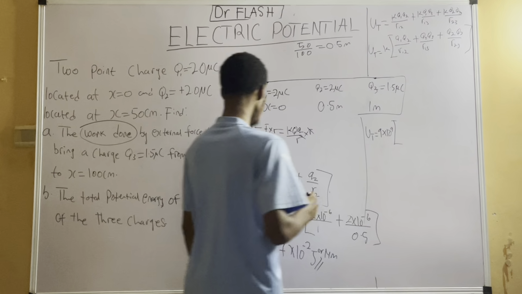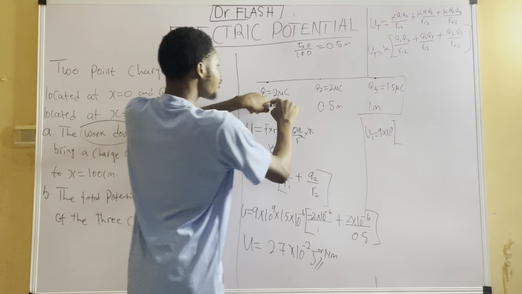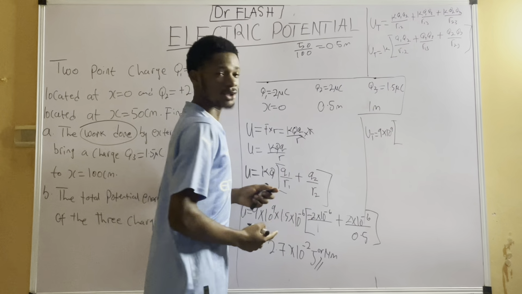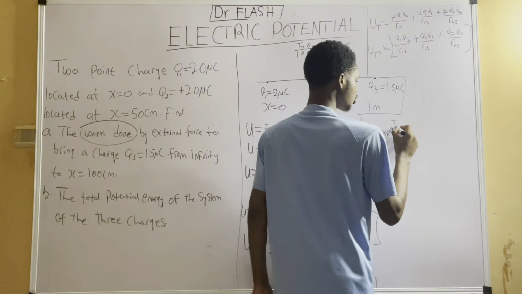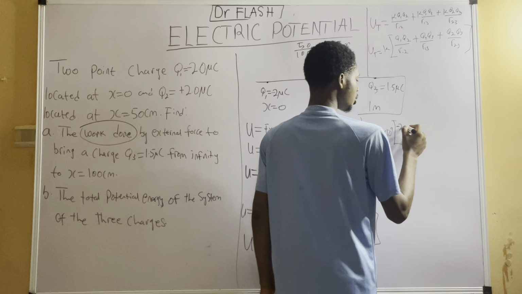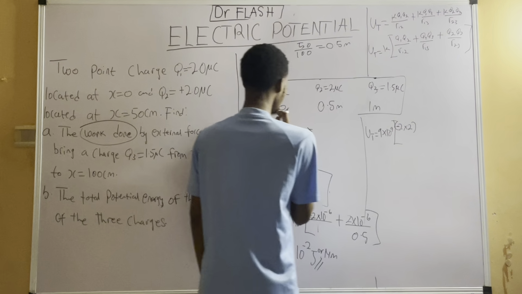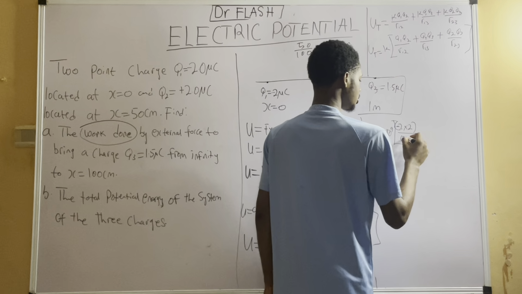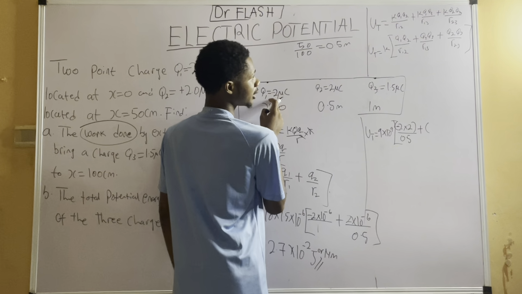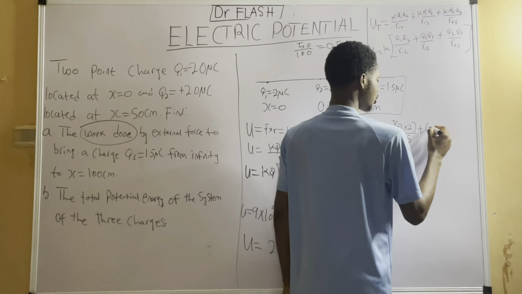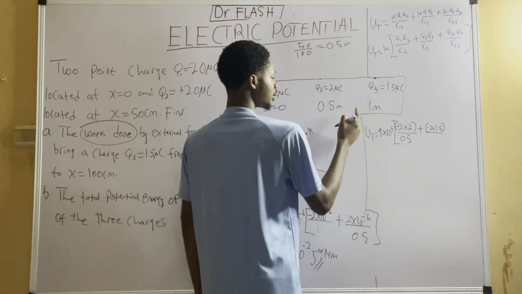In brackets, what is Q1? Q1 has a value of minus 2. Now all of them are in microcoulombs, so I can take 10 to the power of minus 6 outside. It will be easier like that, and to minimize space as well. So I'm going to have minus 2 times, what is Q2? Q2 is 2, divided by the distance apart, which is 0.5. Plus, now Q1 is minus 2 again, and Q3 is 1.5. So you have minus 2 times 1.5, divided by the distance apart, Q1 and Q3, that's 1.